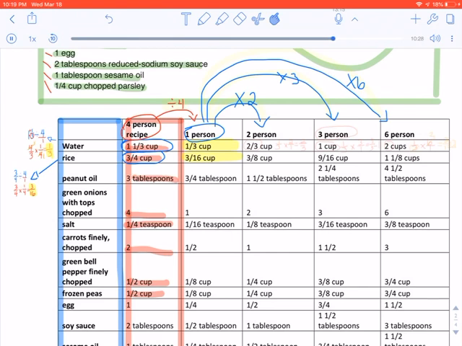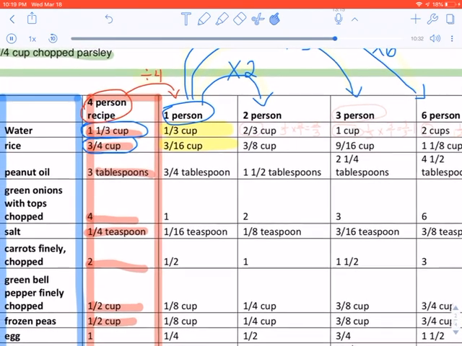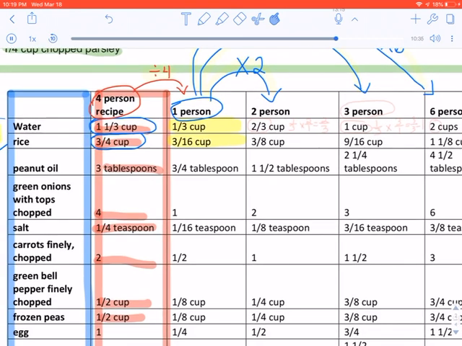Okay, I'm going to go back to the water. So I'm going to switch my colors here to red. I know that I need 1/3 cup of water for one person. So in order for me to figure out what I need for 2 people, I'm going to do 1/3 times 2, right? So I put 2 over 1. 1 times 2 is 2. And 1 times 3 is 3. And there it is, 2/3 cup.